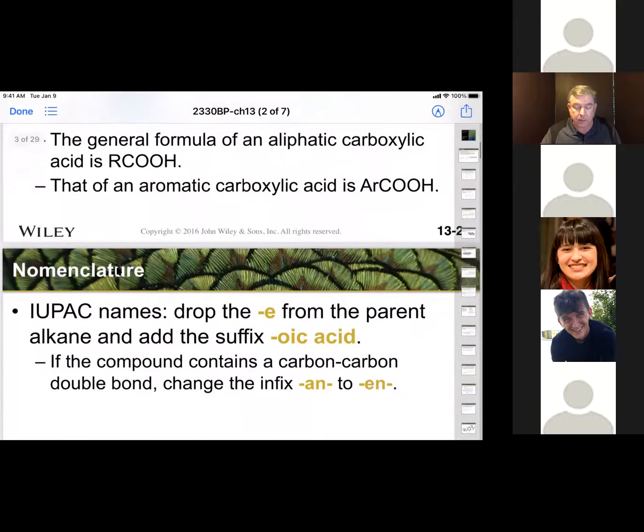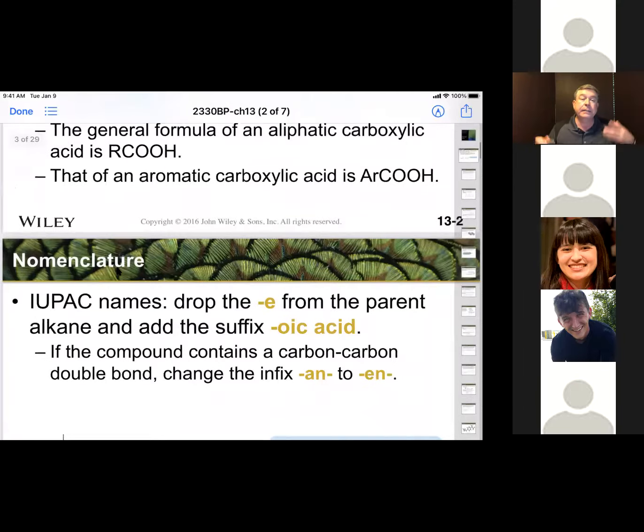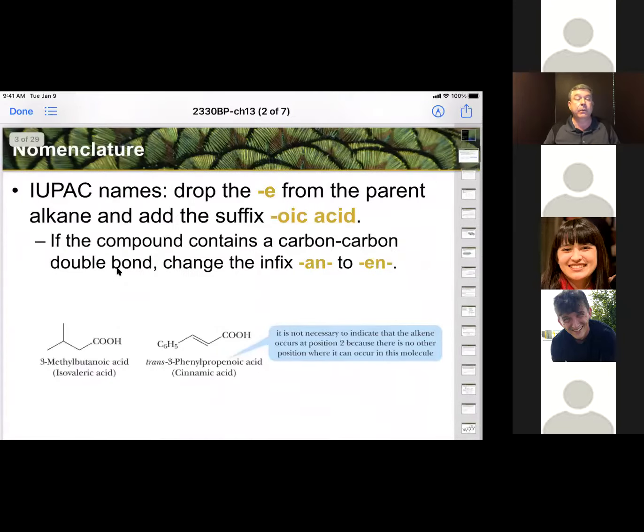Okay. So naming is actually fairly straightforward. We drop the E at the end of the word and add oic acid. So if you had hexane and you turned it into the carboxylic acid, counting the carbon with the carbonyl, it becomes hexanoic acid. However, don't forget the infix is still there. If you have an alkene or alkyne, you have to leave that infix in there.